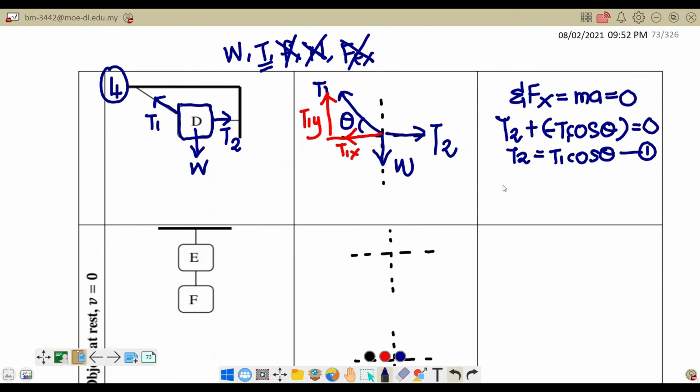Next, for the y component, Fy also equals ma and equals 0 because it's not moving. So the y component is the upward force T1y, plus negative weight, equals 0. So therefore, our T1y will equal our weight. Okay, next.